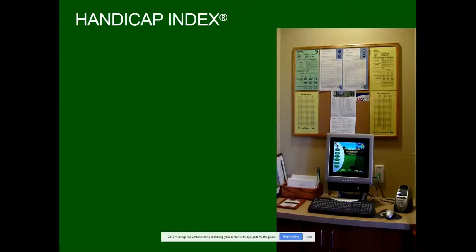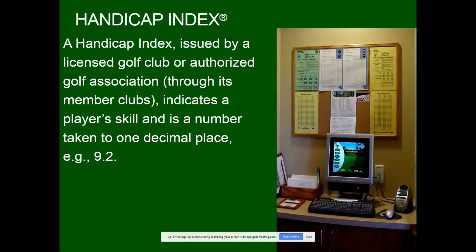All right, what is a handicap index? It's issued by a licensed golf association or a golf club through its member clubs. In this case, the USGA licenses us, the WSGA, to provide handicaps to our member clubs, which we do. When you, the member clubs, join us, the WSGA, we give you the license to be able to issue official USGA handicap indexes. Those handicap indexes are numbers down to the tenth decimal place.